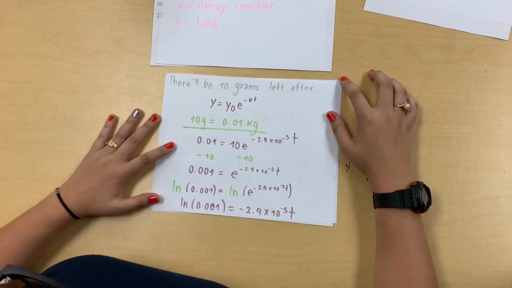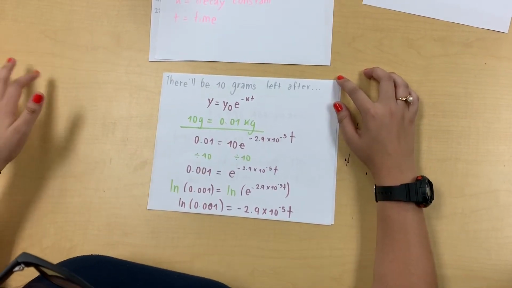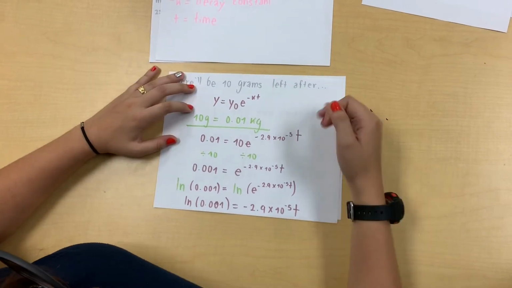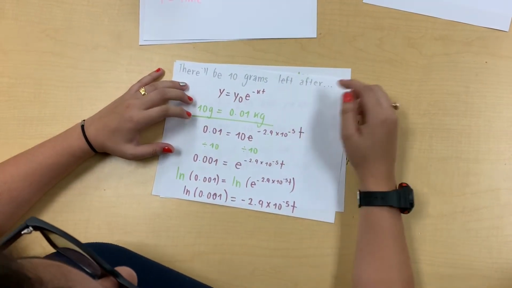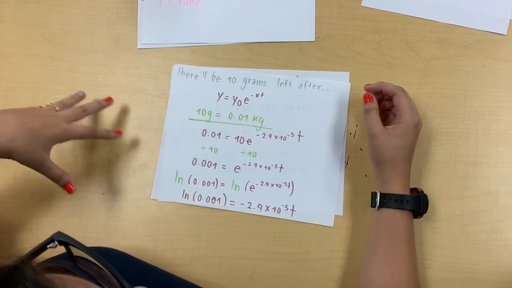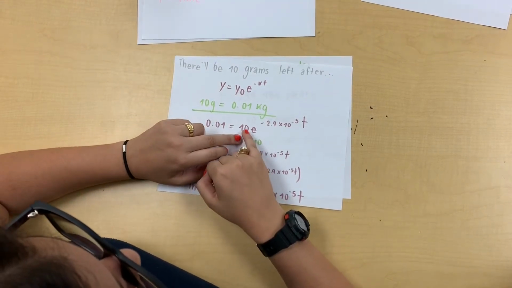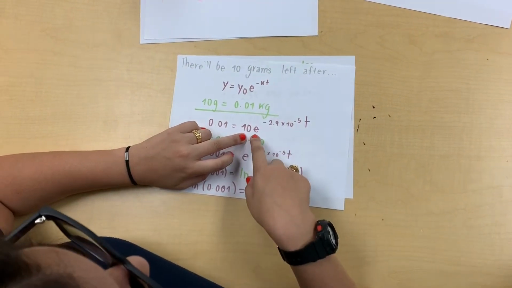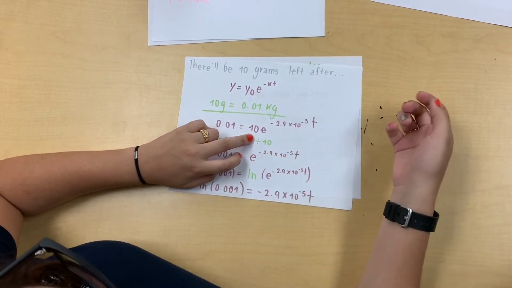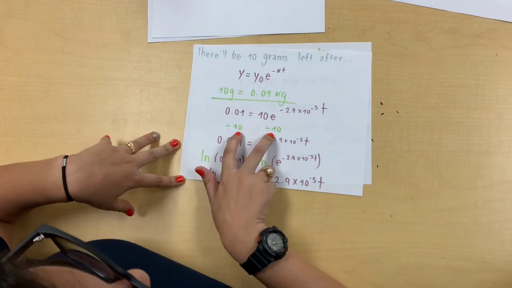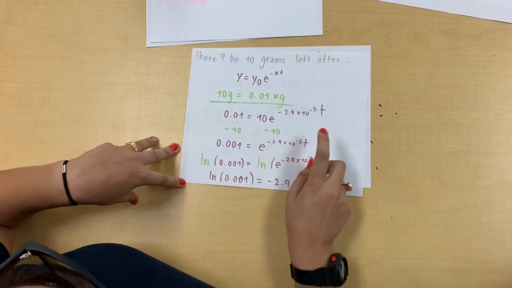Now that you can actually get to the math portion of it, where you are going to be solving for the t, or the number of years that must pass before you get to 10 grams, you refer back to your exponential decay model. In this case, 10 grams is equal to 0.01 kilograms, since that's what the question is originally given to you in. So then y, 0.01, is equal to 10, which is our initial amount, y0, times e to the power of negative 2.9 times 10 to the negative 5th, which is our k, or our decay constant, times t. You divide both sides by 10, and you arrive at 0.001 is equal to e to the power of negative 2.9 times 10 to the negative 5th t.